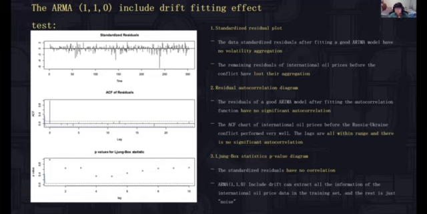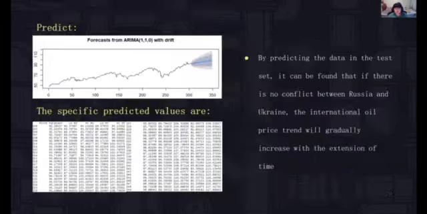As shown in the above figure, ARIMA(1,1,0) including drift can capture all the information of the international oil price data in the training set, and the rest is just noise. In summary, the ARIMA(1,1,0) including drift model can well fit the international oil price of the training set, so this model can be used to predict the future trend of the international oil price outside the sample. And it can be observed from the figure below when we establish a suitable ARIMA model for the international oil price before the Russia and Ukraine conflict.